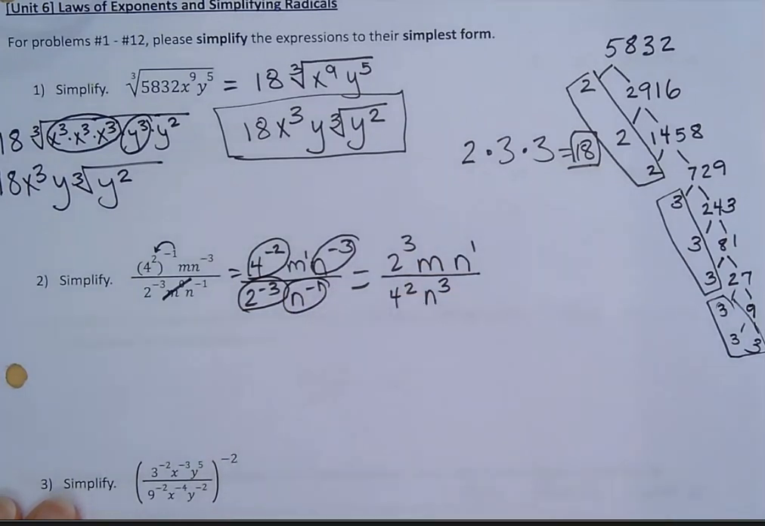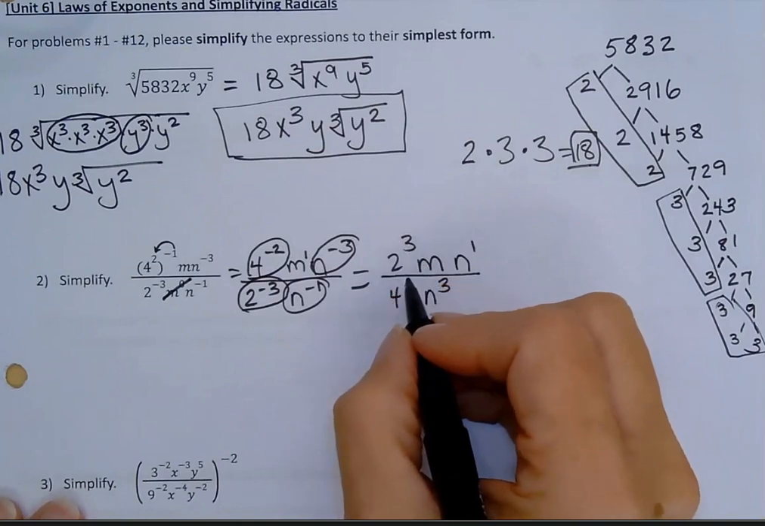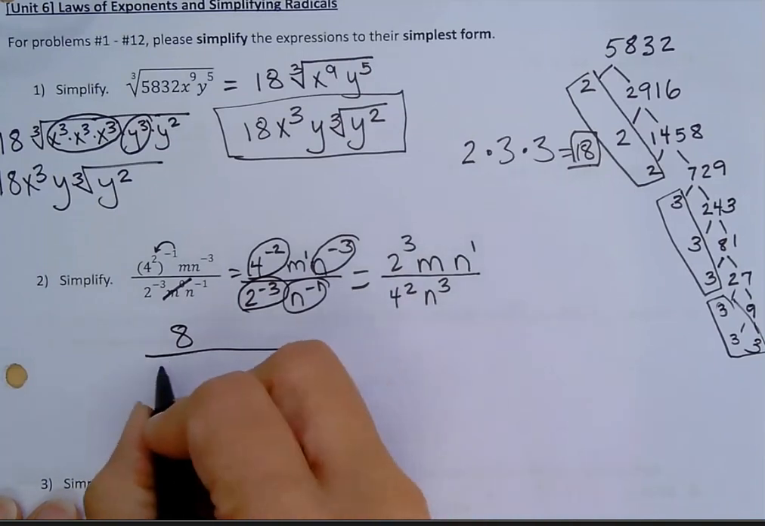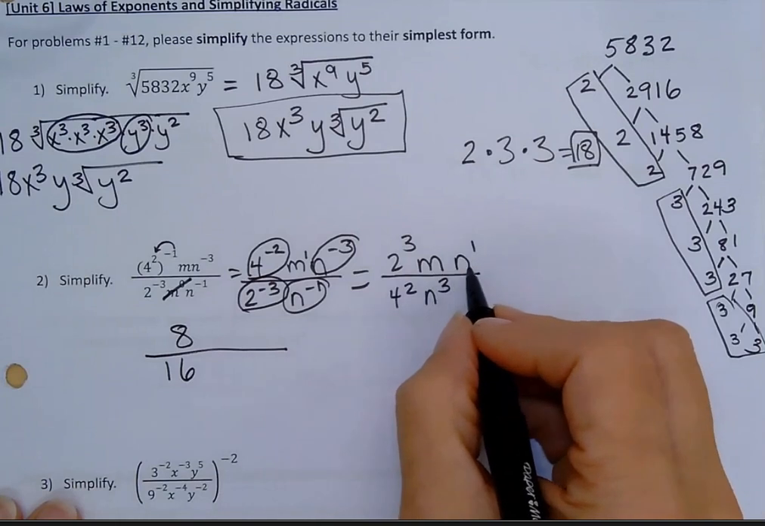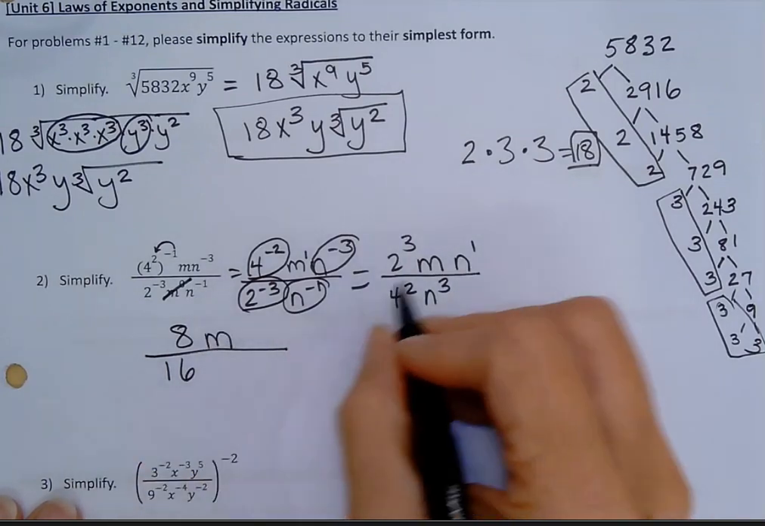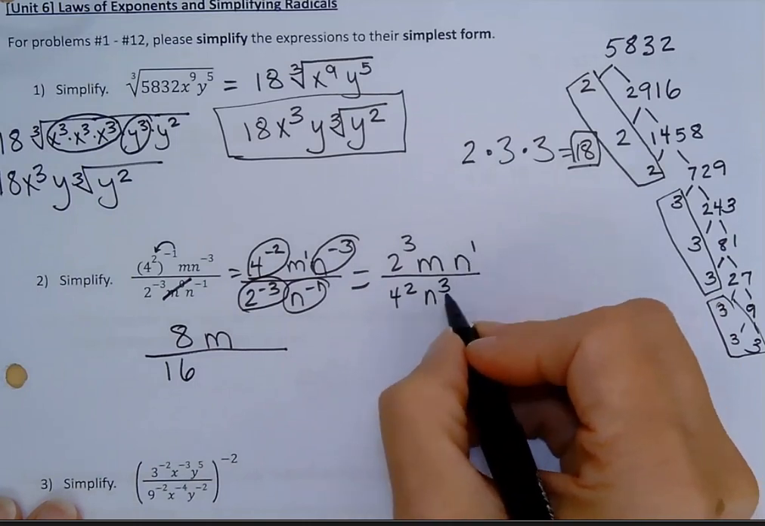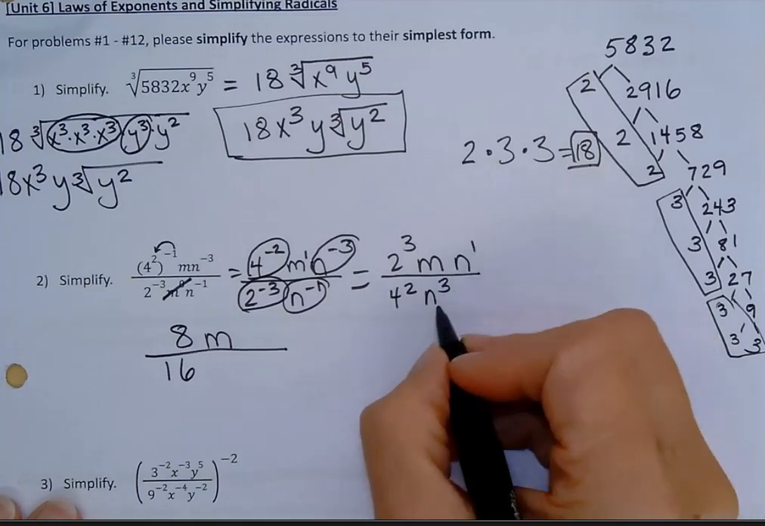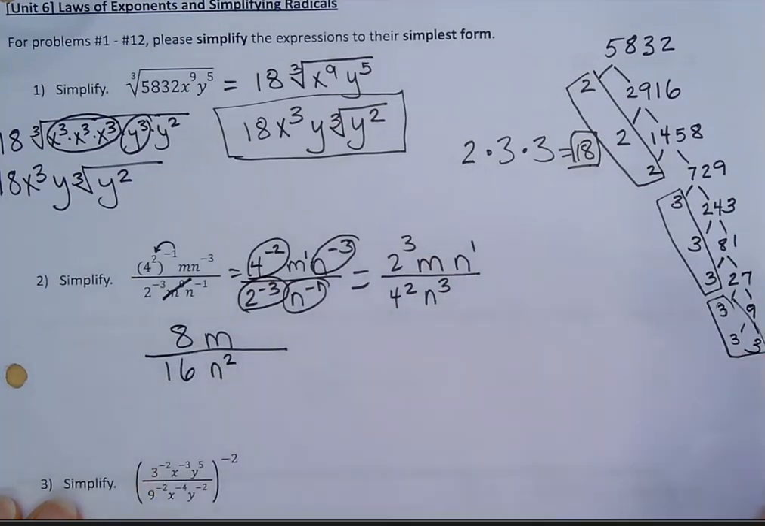Okay, now I need to simplify. Okay, so what I'm going to do is I know 2 to the third, 2 times 2 is 4, times 2 again is 8. So my new fraction has 8. 4 squared is 16. So I've taken care of my numbers. I'll deal with simplifying that fraction. M is the only m that I have, so I'm just going to keep m. And then I have n to the 1 over n to the third. So remember, we actually are going to take the difference. 3 minus 1 is 2. My new exponent is going to be 2. So I need n squared. And I'm going to put n squared wherever the bigger exponent was. So n squared is going to stay below.